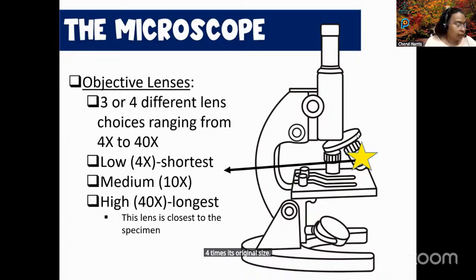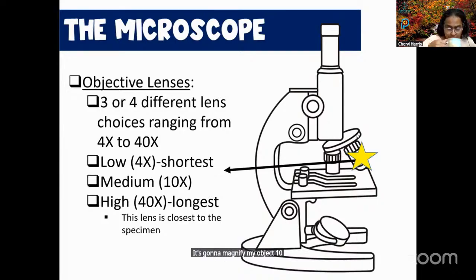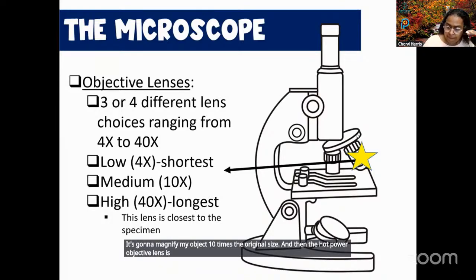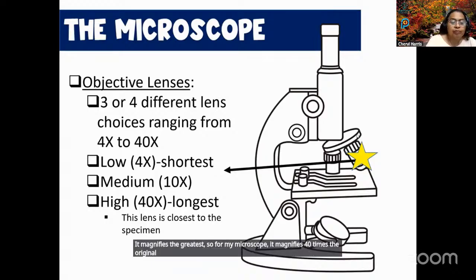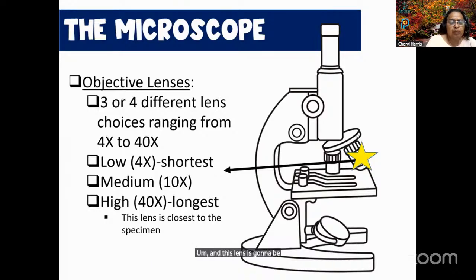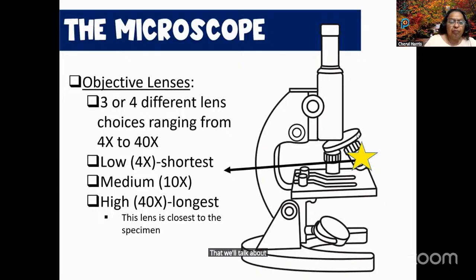I also have a second option called a medium power objective. It's going to magnify my object 10 times the original size. And then the high power objective lens is always going to be your longest objective lens. It magnifies the greatest. So for my microscope, it magnifies 40 times the original size. And this lens is going to be closest to the specimen of the three. So if you choose the high objective lens, there's some precautions that you have to use that we'll talk about in a few slides over.